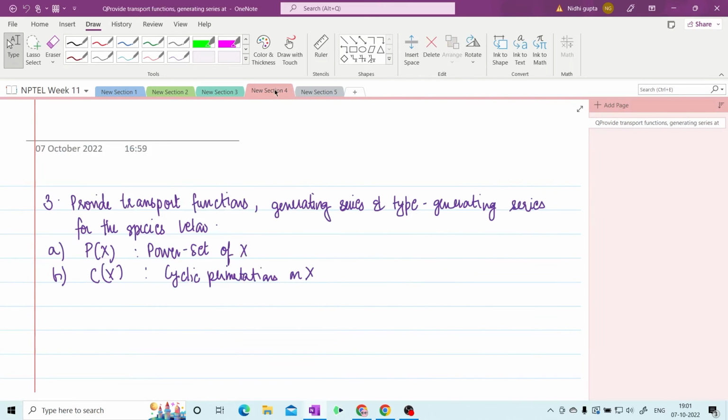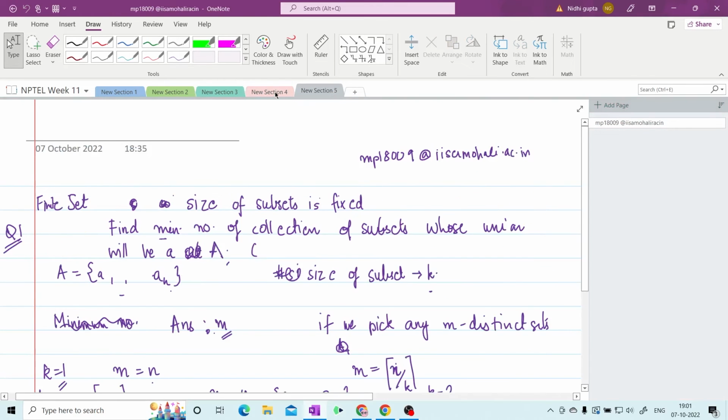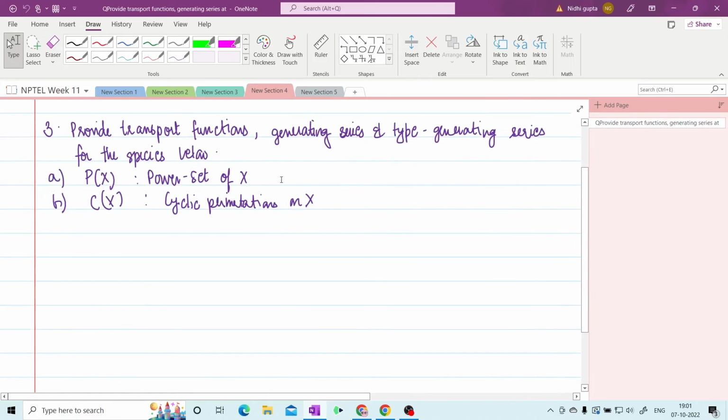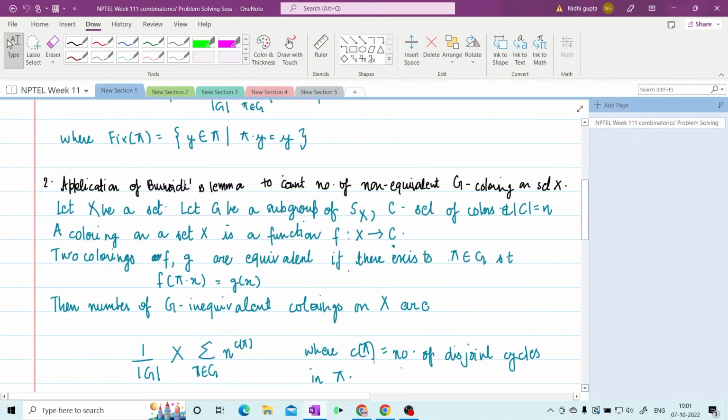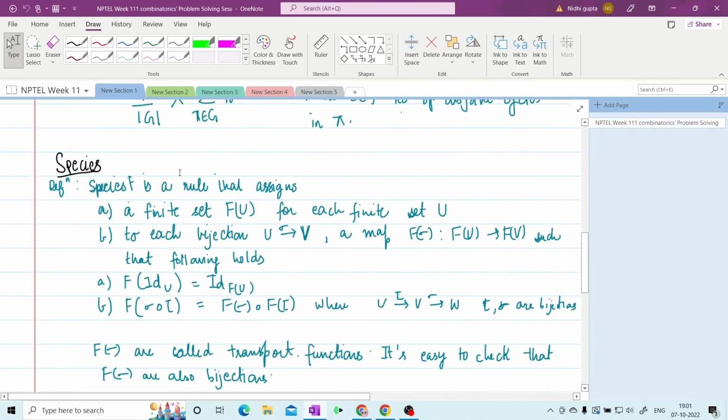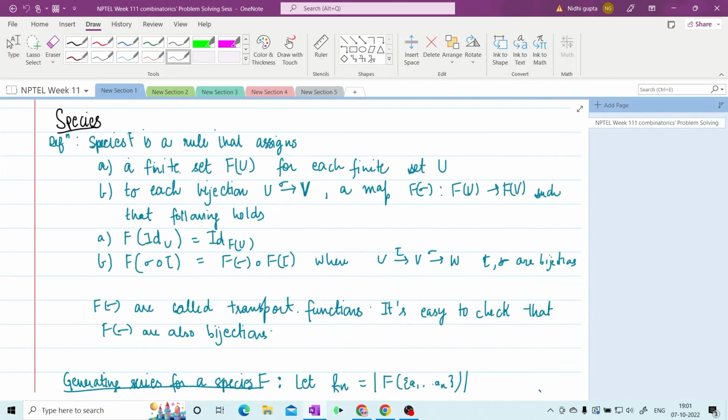Now, the next question is we have to provide transport functions, generating series, and type generating series for the species below. So first of all, let's recall what species are. A species F is a rule which assigns a finite set F[U] for each finite set U. So it can be considered a rule which assigns a finite set to each finite set.